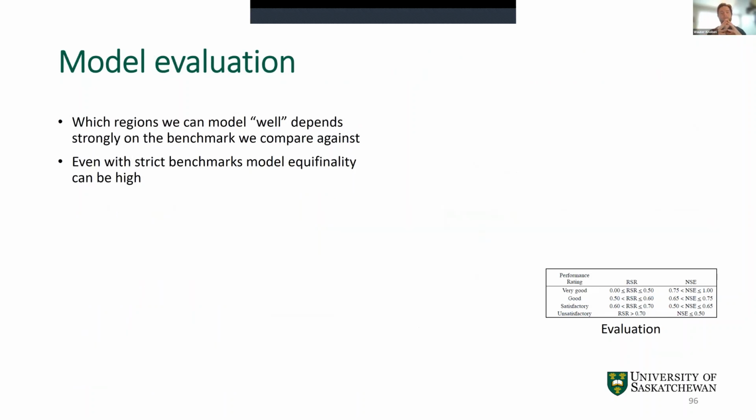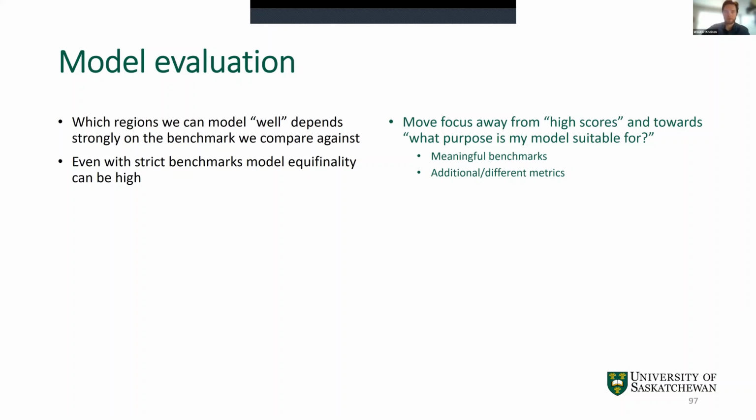Like I said before, if we are doing model evaluation, comparing our model performance to some ad hoc thresholds, like NSE is 0.75 or KGE is 0.5, is not particularly helpful. We need more meaningful benchmarks. Because these high efficiency scores do not show if the results are actually right for the right reasons. So instead, what I think we should do is move the focus away from obtaining these high scores and start focusing more on the question, what purpose is this model suitable for? And that includes meaningful benchmarks, and that includes using additional or different metrics from these global efficiency scores.